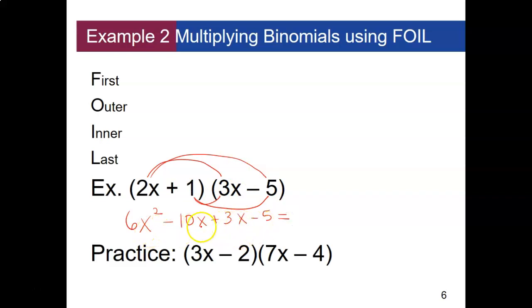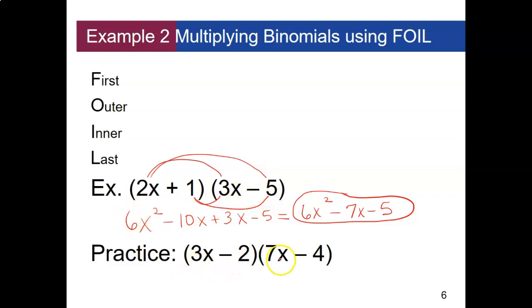Okay, so I will have some like terms I need to combine together here. So I have 6x squared minus 7x and then minus 5. And that would be my final answer. Okay. So basically FOIL is just a way to keep it organized so that we make sure that every term in the first one gets multiplied to every term in the last one.